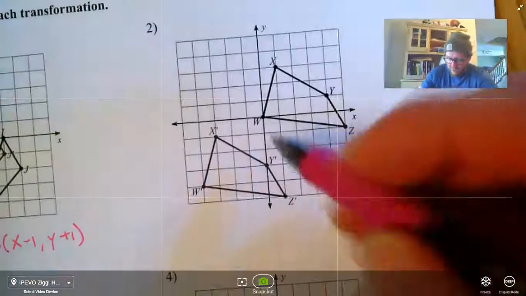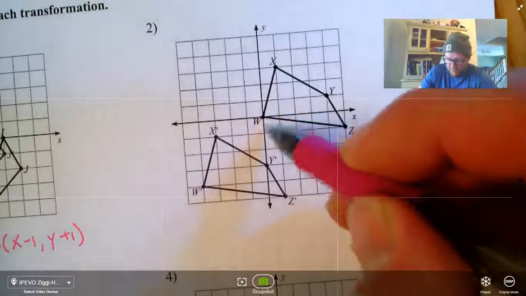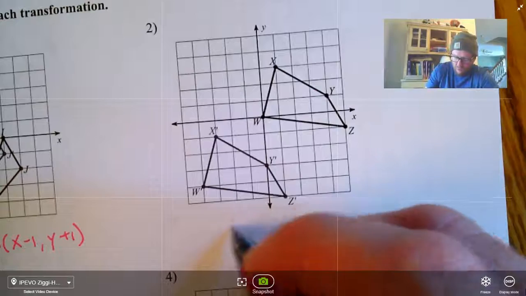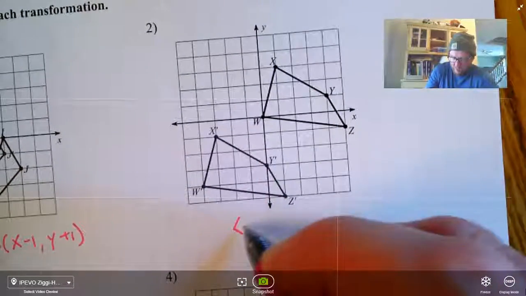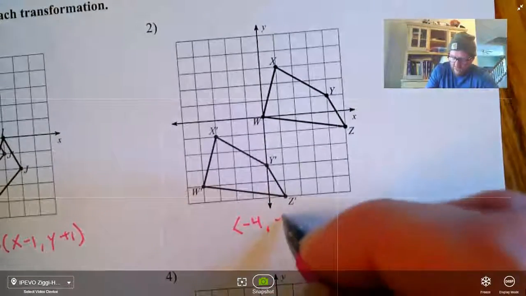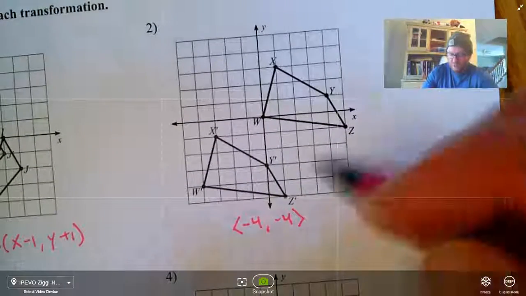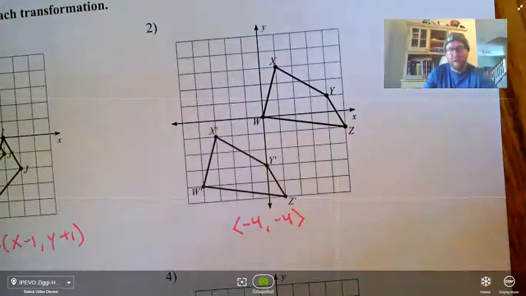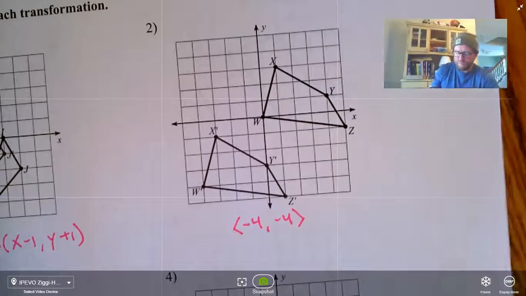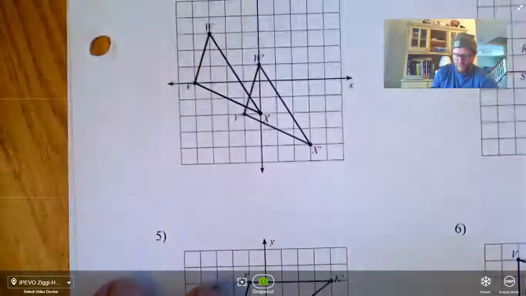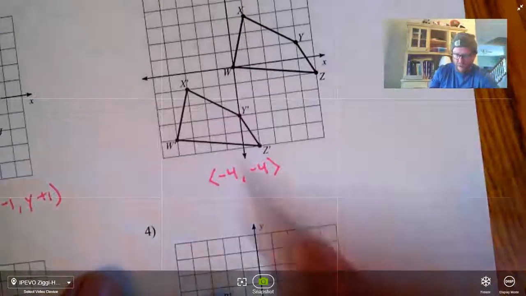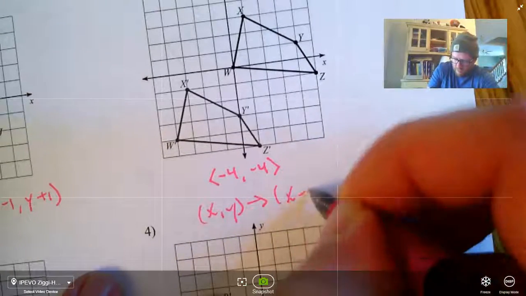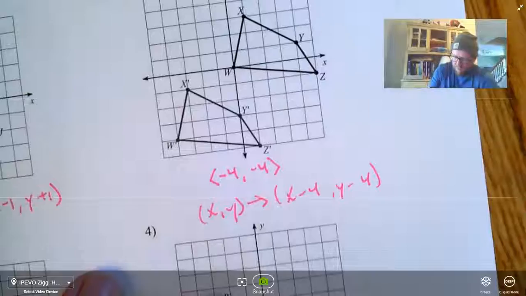Alright, so let's see. W to W prime is down 1, 2, 3, 4, and over 1, 2, 3, 4. So it's getting mapped back 4 and down 4. All right, and we're just going to double check Y 1, 2, 3, 4, 1, 2, 3, 4. It's the same. The other points are all the same. So you're good there. Here, or I guess we could have written XY gets mapped to X minus 4, Y minus 4.